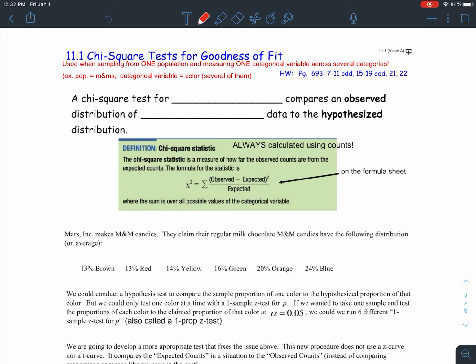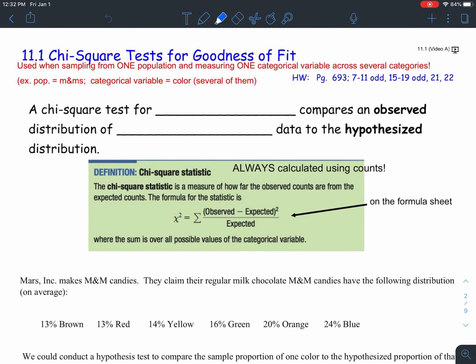So we're going to start in this section exclusively with the chi-square test for goodness of fit. I'm just going to begin by emphasizing when you would use this particular test. You would use this when you are sampling from one population and you are trying to measure one categorical variable across several categories. And you'll see what I mean in just a moment.